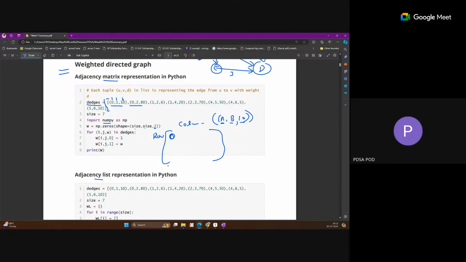After that we are traversing all the edges, and for each edge you can see I is the source vertex, J is the destination vertex, and W is the weight for that edge. So we are traversing all these edges, and in our matrix we are putting one value at each location. So in each cell we have a list. Okay, or we can say that we have a tuple. So a tuple like this.